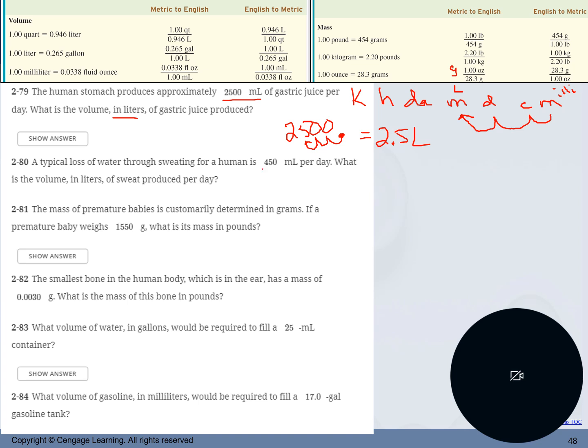Next one, you're going from milliliters to liters, so same exact setup. So 450, my decimal is at the end here, move it over 3 times, and I end up with 0.45 liters.